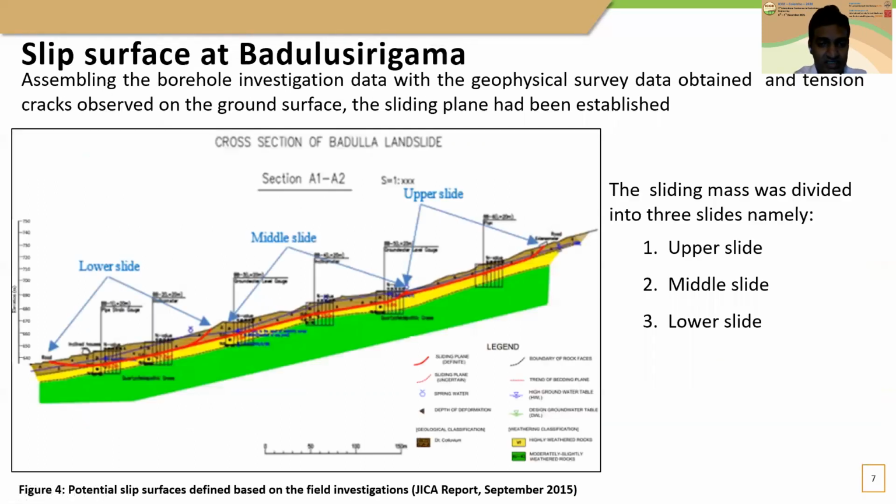Based on the investigation data, the subsurface profile of the site was established, which is composed of three main layers: the topmost colluvium, completely to highly weathered rock, and the moderately weathered rock layer. And the sliding mass was divided into three slides: the upper slide, the middle slide, and the lower slide.